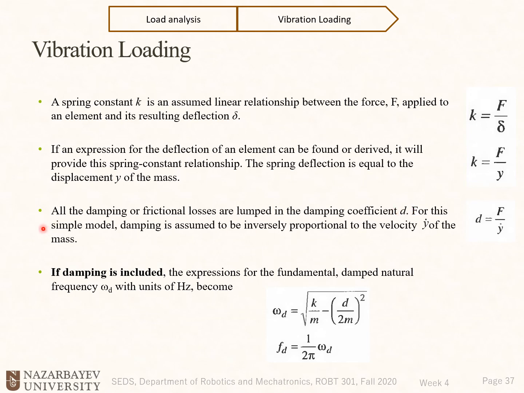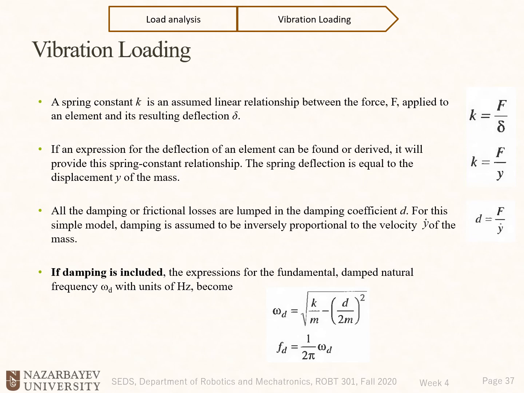All the damping or frictional losses are lumped in the damping coefficient D. For this simple model, damping is assumed to be proportional to the velocity y dot of the mass. So damping is force divided by y dot, or force is equal to damping multiplied by velocity. If damping is included, the expression for the fundamental damped natural frequency omega d, with units of hertz, becomes omega d equals the square root of k over m minus d divided by 2m to the power of 2, and fd is equal to omega d divided by 2 pi.